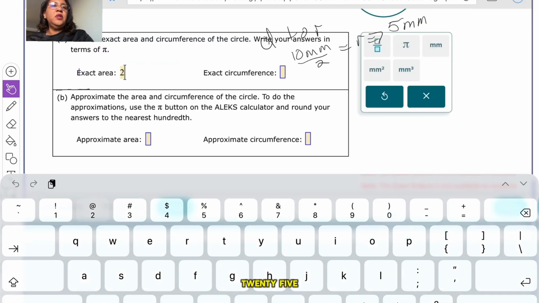So that would be 25 pi millimeters squared. And then the exact circumference would be 2 times... well, you could just do pi d, which is 10 pi millimeters. And then remember the approximate area would just be 25 times pi.